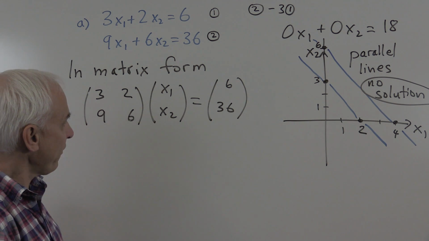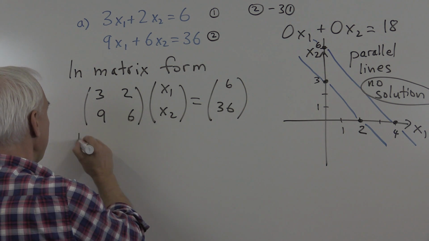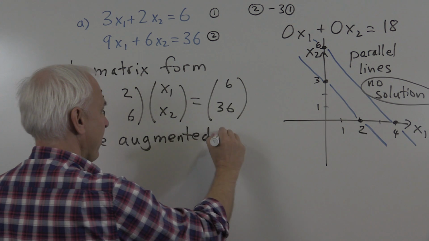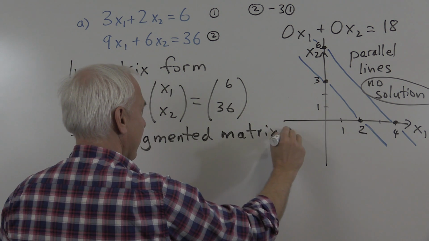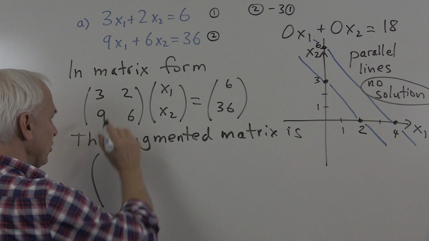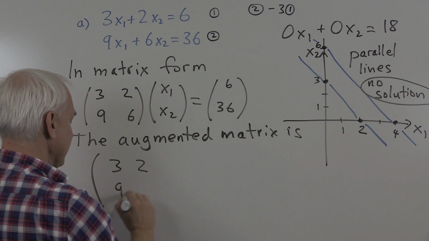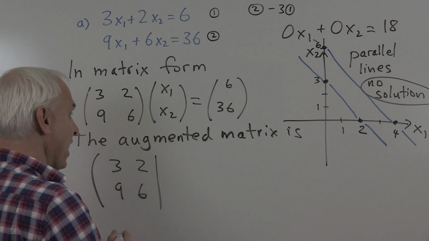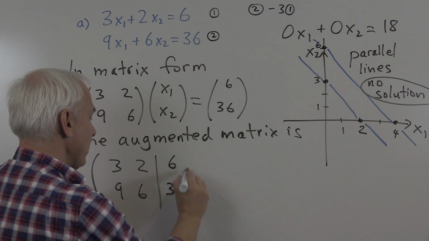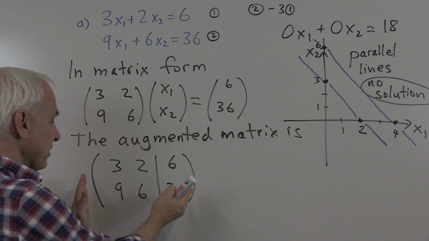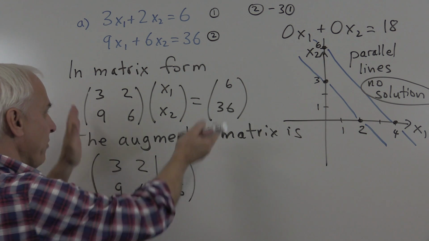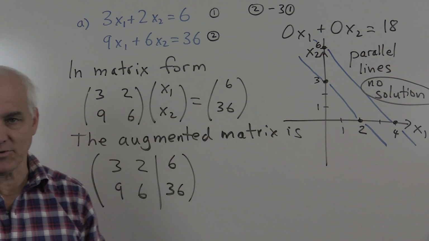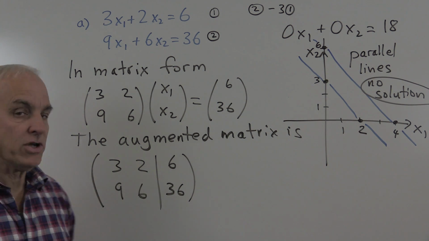All right, good. So from this, we would then say the augmented matrix is, well, we put these two things together, 3, 2, 9, 6. That's the matrix of coefficients on the left-hand side, and then a line, and then the right-hand column, 6, 36. So this augmented matrix contains the same amount of information as the matrix form, which contains essentially the same information as the original pair of equations. All right, so now we row reduce.